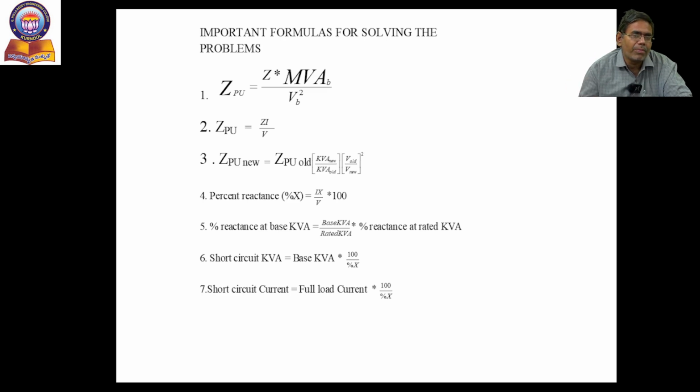neutral to the fault point. Percentage of X is nothing but the total percentage of reactance that can be calculated from generator neutral to the fault point.